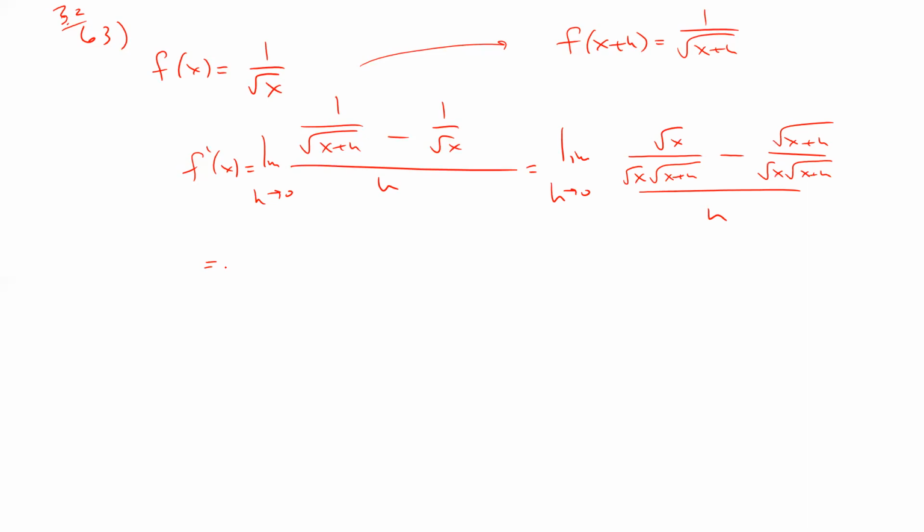Okay, with that said, limit as h goes to 0. Let's see what we have here. Let's say I have a square root of x, square root of x plus h. On top, I have the square root of h minus the square root of x plus h. That's what I'm left with right here over h. And the trick, right? There's always a little trick.